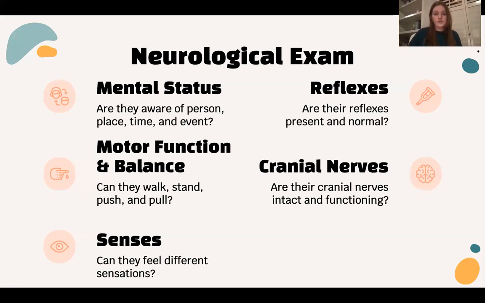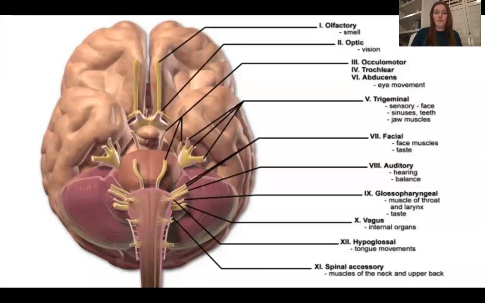Next, for cranial nerves, there are 12 cranial nerves, which are nerves that come from your brain, and they control important motor and sensory functions. They're listed in the table here. You don't need to memorize these. You don't even need to know what they all do, but just know that they each have specific functions that can be tested with different exams.